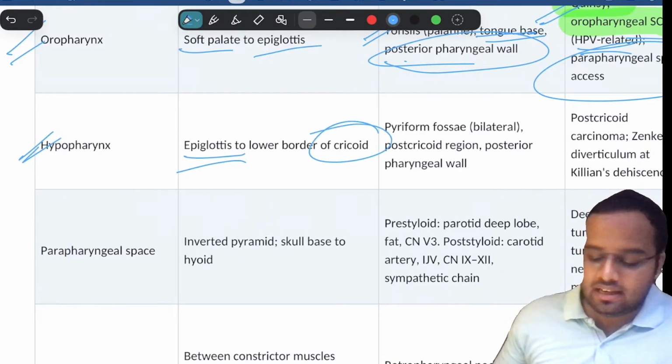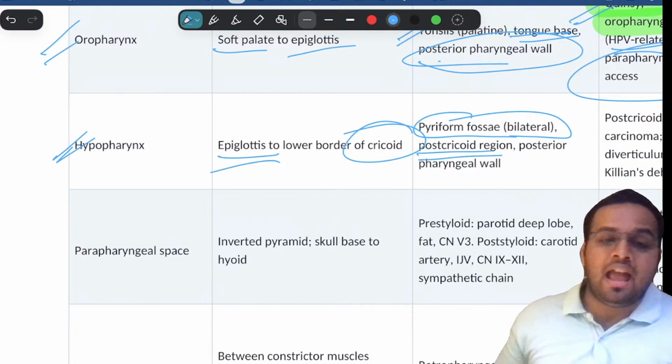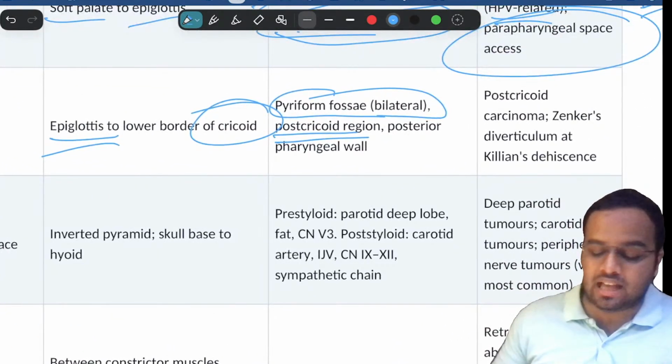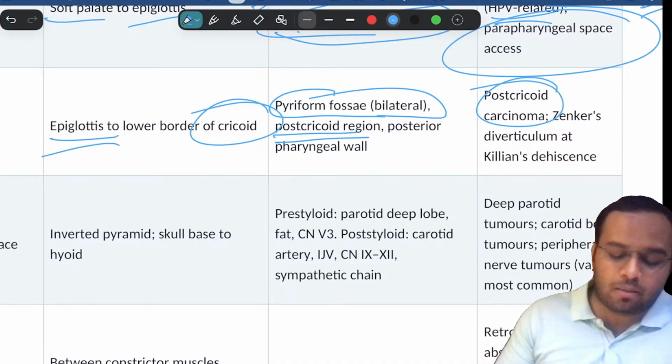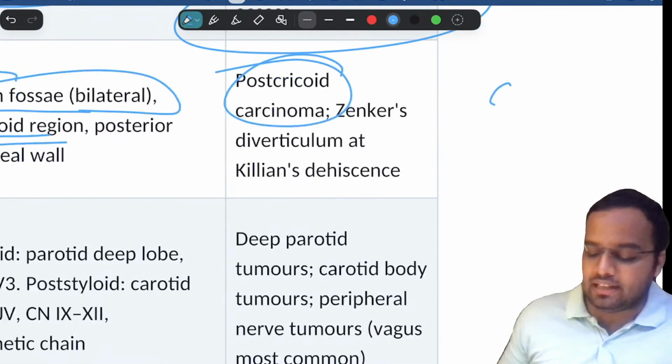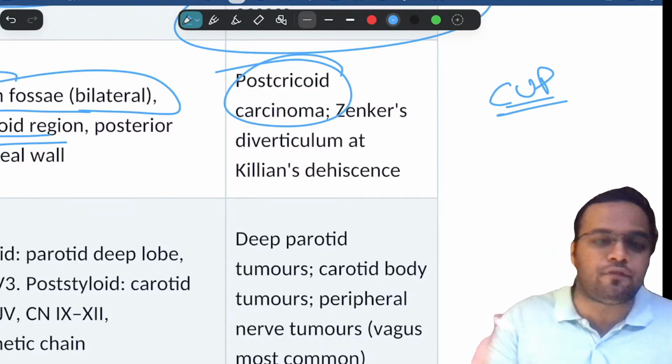And what is important here? Here there are going to be the pyriform fossae in the bilateral region, and the postcricoid region. Always remember that these pyriform fossae can harbor postcricoid cancer. So we are going to talk about one important phenomenon called CUP. What is CUP? It is not a cup of tea. It is called carcinoma of unknown primary.